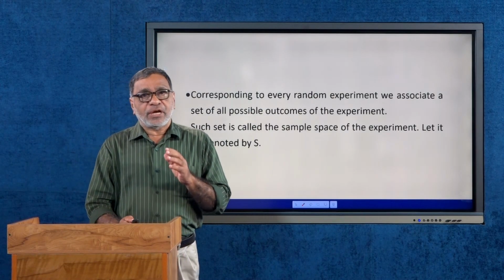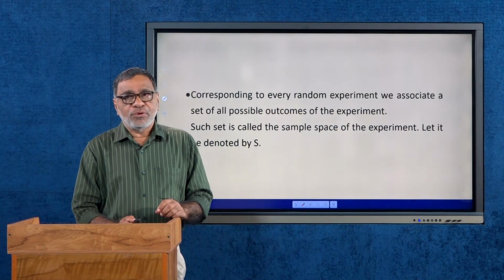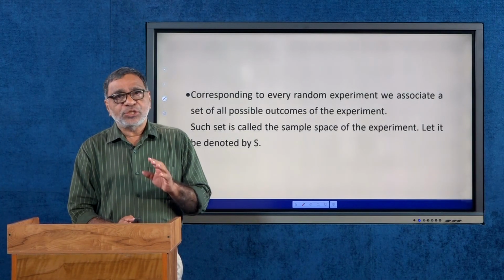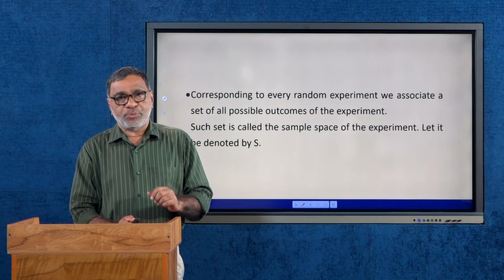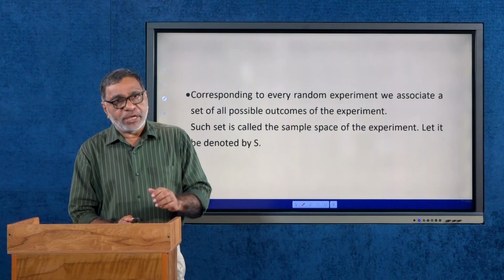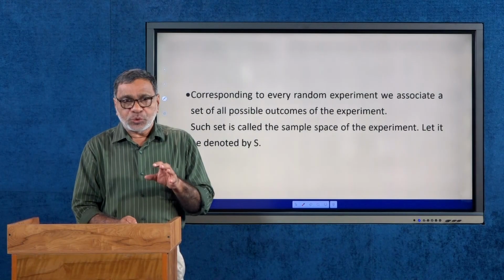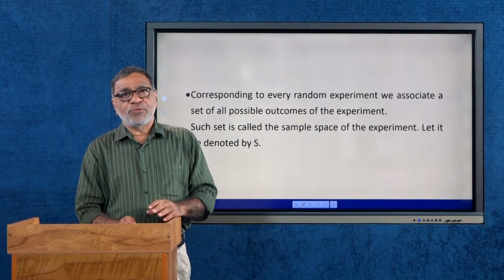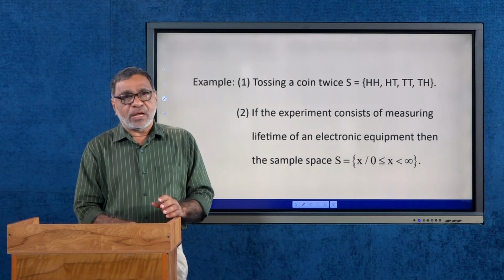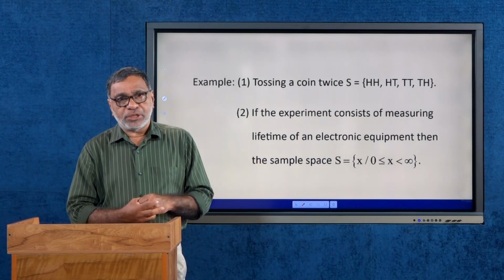Corresponding to every random experiment, we associate a set of all possible outcomes of the random experiment. Such a set is called the sample space of the experiment, and usually we denote it by S or omega. So, corresponding to every random experiment, we are associating a set that consists of all possible outcomes of the experiment. Let me give one example of a random experiment and the sample space of that experiment.